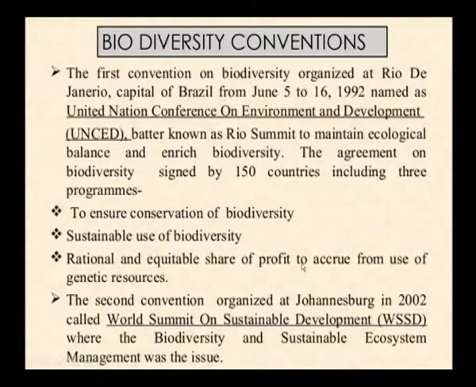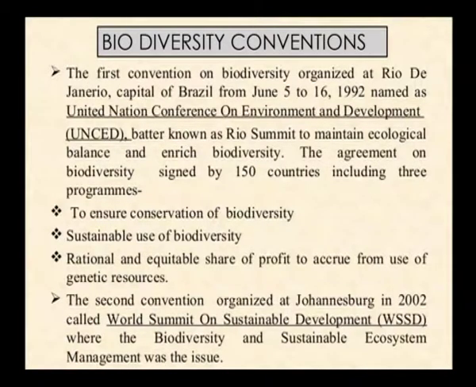Certain biodiversity conventions. The first convention on biodiversity was organized at Rio de Janeiro, the capital of Brazil, in 1992, and this was led by the United Nations. It was the United Nations Conference on Environment and Development, otherwise also referred to as the Rio Summit, to maintain ecological balance and enrich biodiversity. The agreement on biodiversity was initially signed by 150 countries, and the 3 programs included were to ensure conservation of biodiversity, sustainable use of biodiversity, and rational and equitable sharing of profit acquired from use of genetic resources.